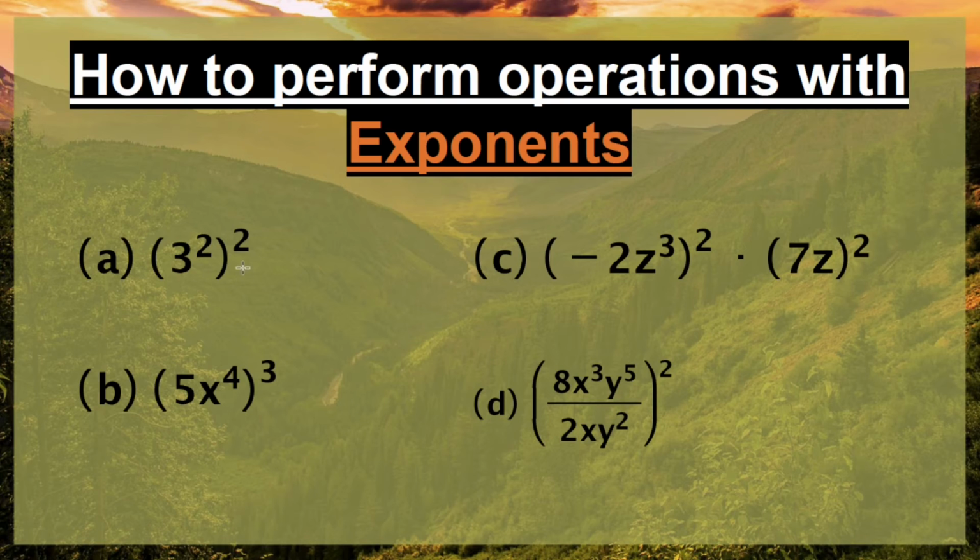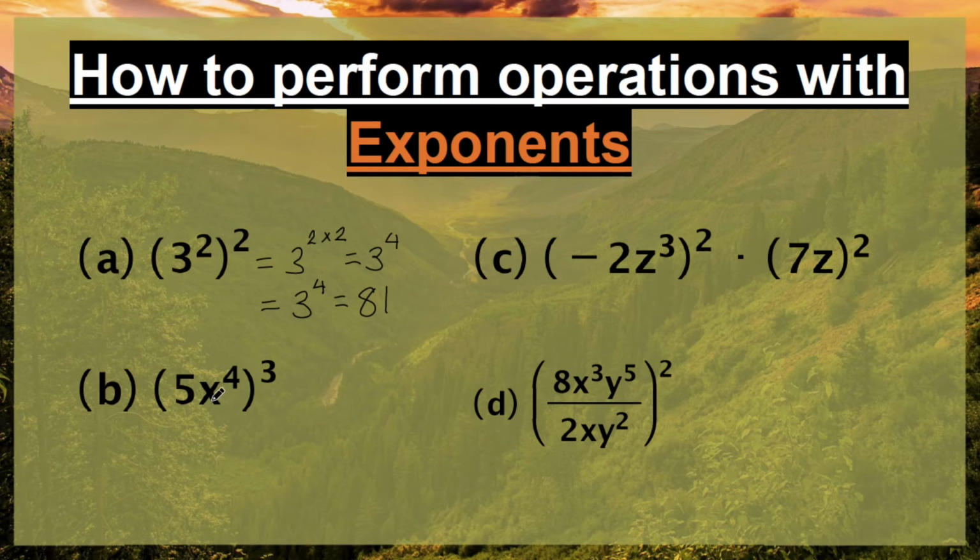So for part A, we have 3 raised to the power of 2 raised to the power of 2. This is simply 3 raised to the power of 2 times 2, since it's an exponent to an exponent, which would be 3 raised to the power of 4. If you don't know, 3 raised to the power of 4 is 81.